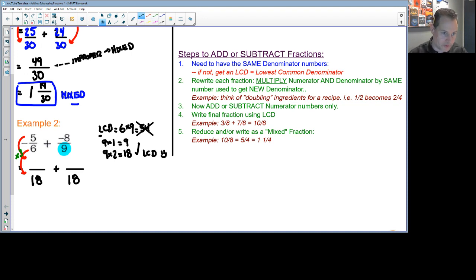Now keep in mind, though, it's negative. There's a negative sign on the top there. I usually encourage students, when you have fractions and there's a negative, to put the negative sign on the top, the numerator, when you're actually working with the fraction.